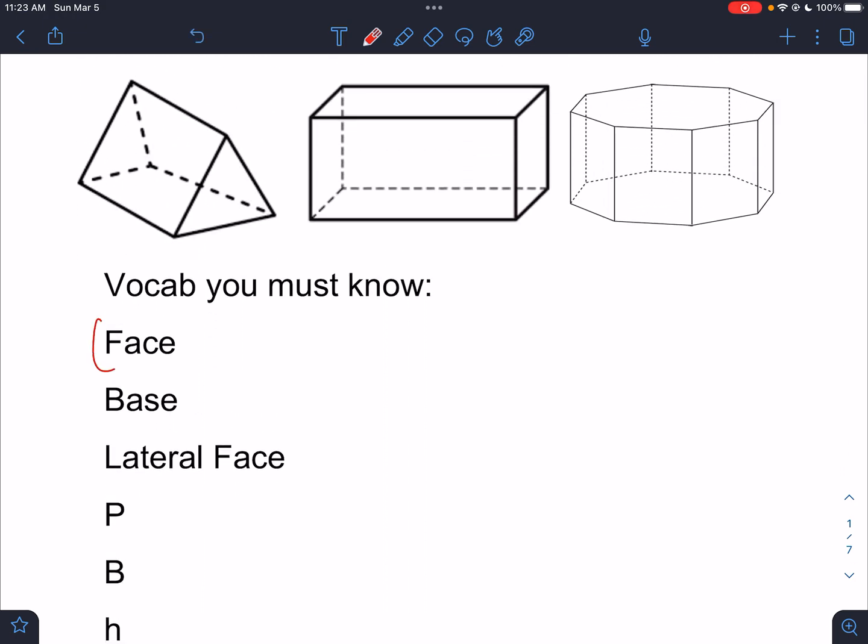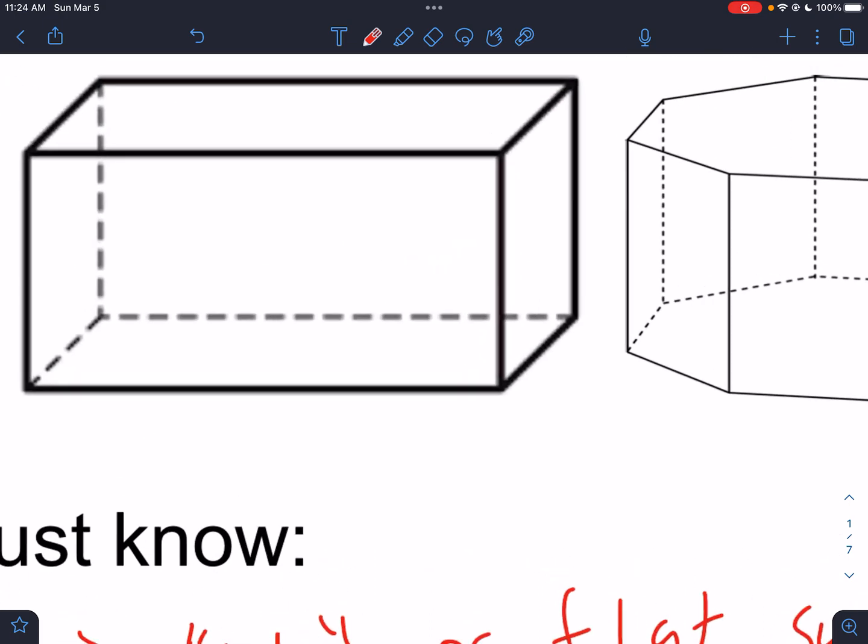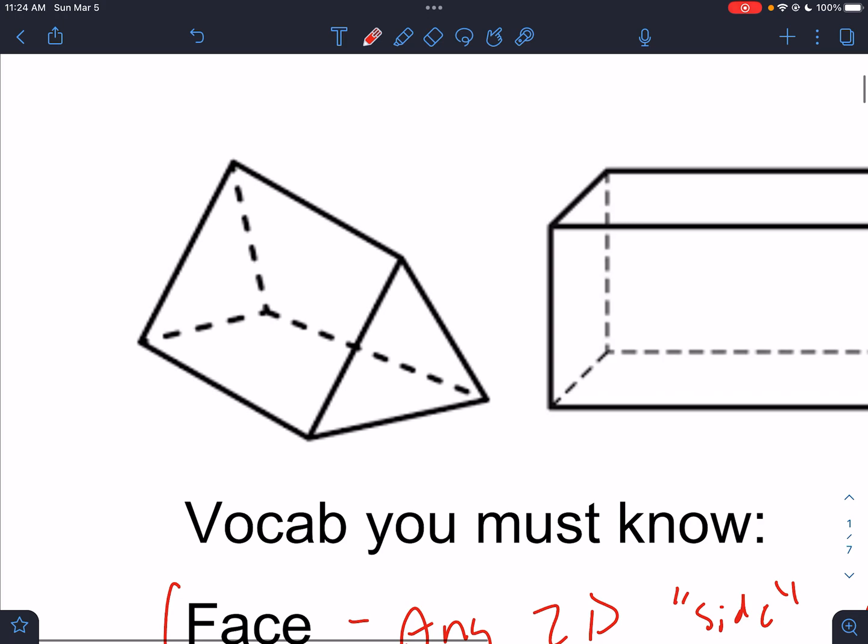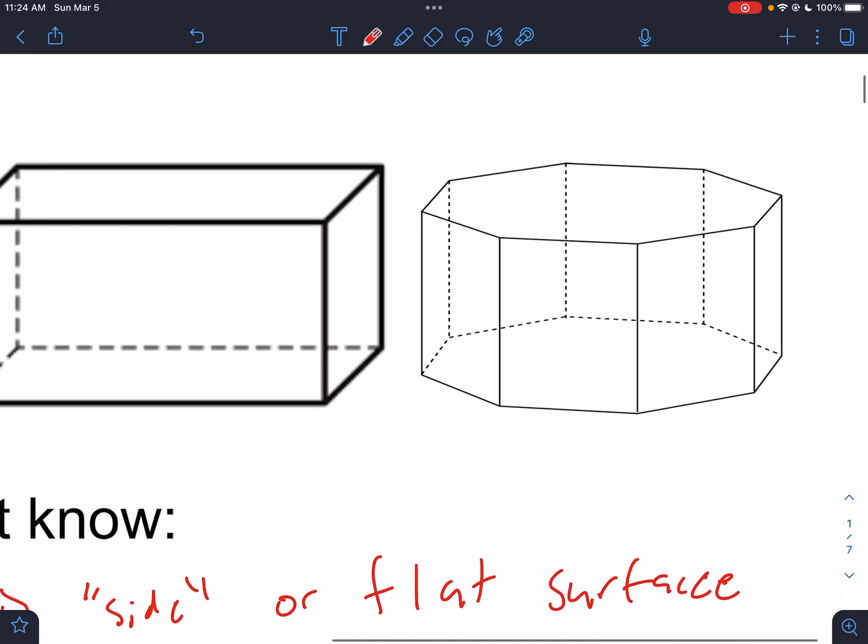First, a face, that is just any 2D side or flat surface. So looking at the triangular prism here, there's 2 triangles and 3 rectangles. All of those are 2D flat surfaces. So this figure here has 5 faces.